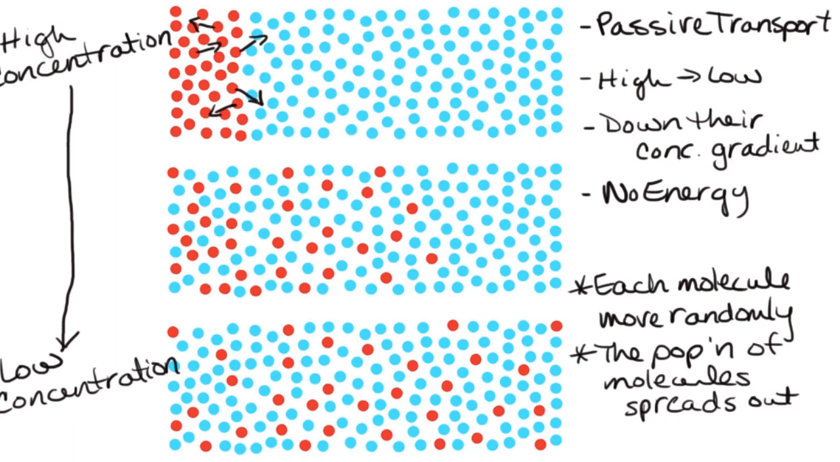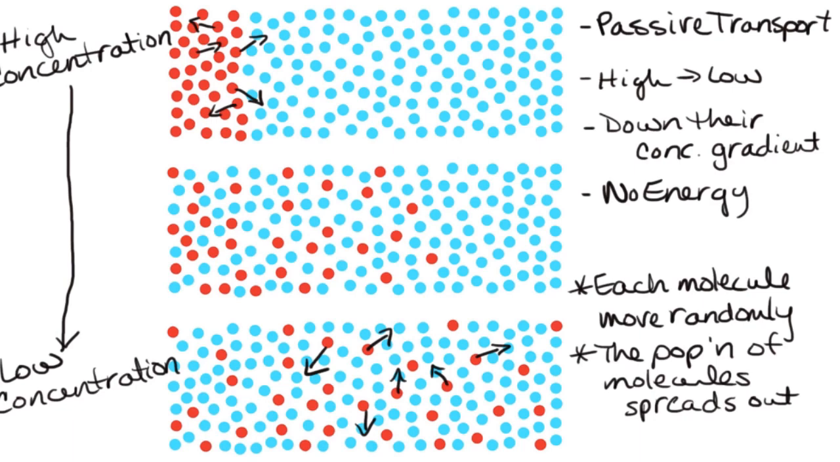Another key point is to understand that once we get to this bottom picture, these molecules are still bouncing about. They don't stop moving. They're still moving, but we don't see those concentrations really change anymore. And while I'm just labeling the red molecules, the blue molecules would also be bouncing around and moving as well.